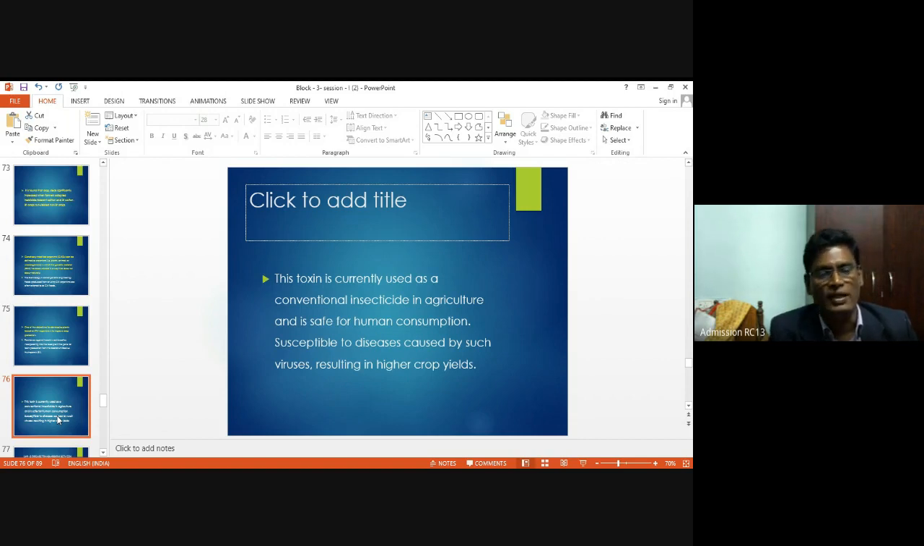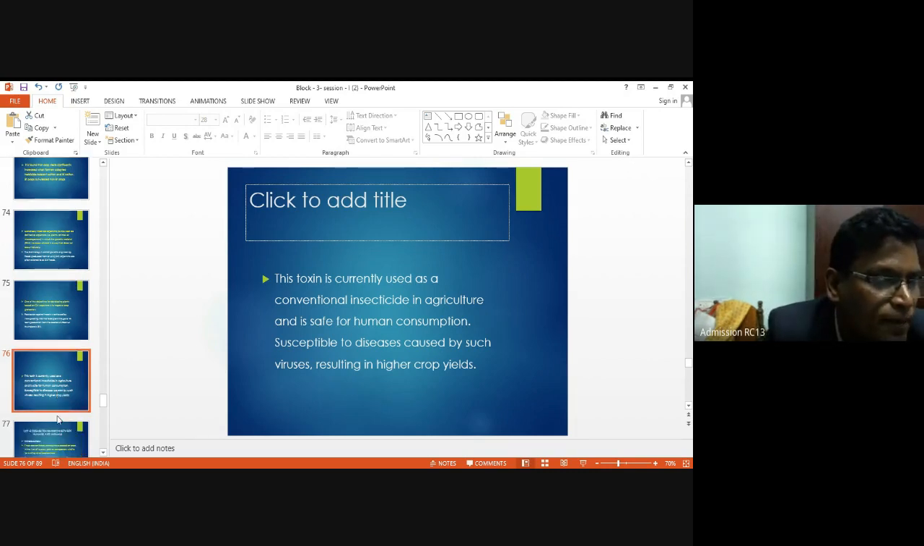These toxins are currently used as conventional insecticides in agriculture and are safe for human consumption. At the same time, there will not be any problem for human consumption, and the plants are less susceptible to disease caused by various viruses, resulting in higher crop yield. So, what is the ultimate goal of this modification? To get higher yield crops.